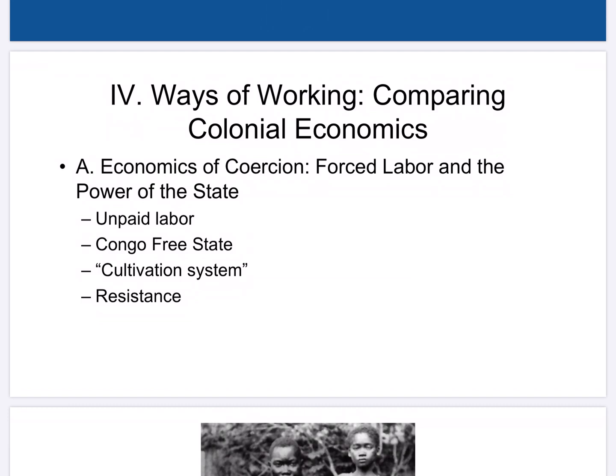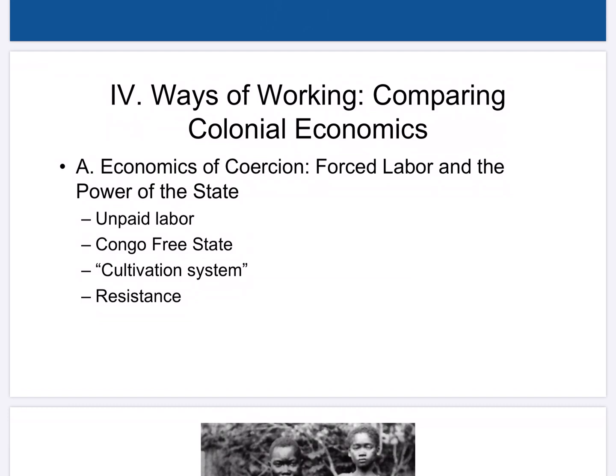Here's the cultivation system of the Netherlands East Indies, now known as Indonesia. Peasants had to devote at least 20% of their land to cash crops to pay as taxes. And the proceeds were sold for high profits, and that financed Dutch industrialization. It enriched the traditional authorities who reinforced the system, and it led to a wave of deadly famines in Java.